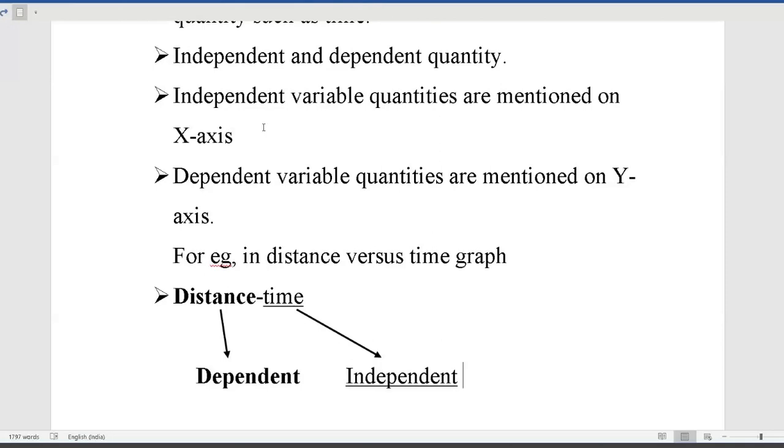See, understand this. When we say distance is dependent quantity, it means that whatever the distance we cover, it completely depends on time. To cover more distance, we take more time. But whatever the distance we cover, we can't change the time, right? And this is what makes the time independent quantity. Because time is not dependent on distance, but distance is definitely dependent on time.